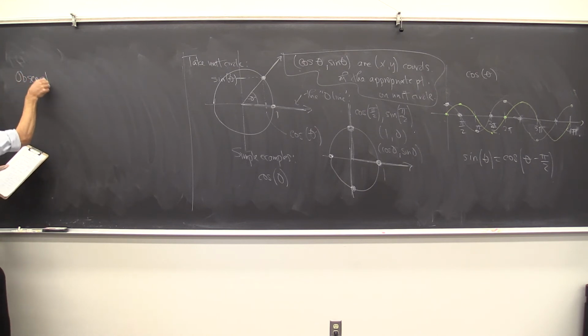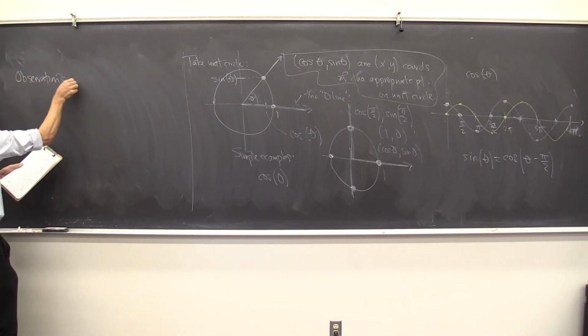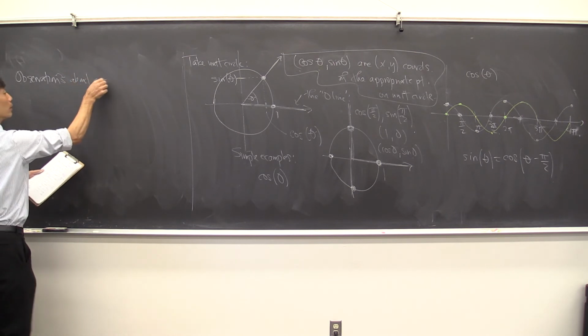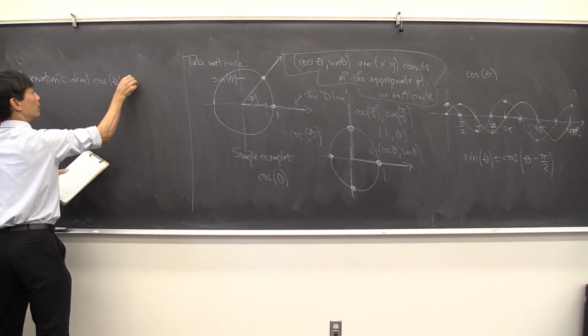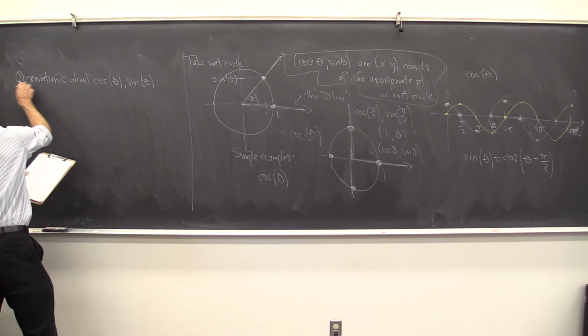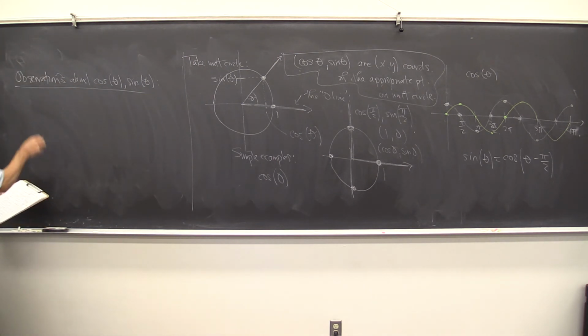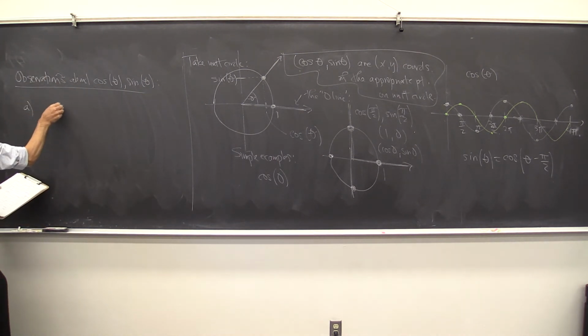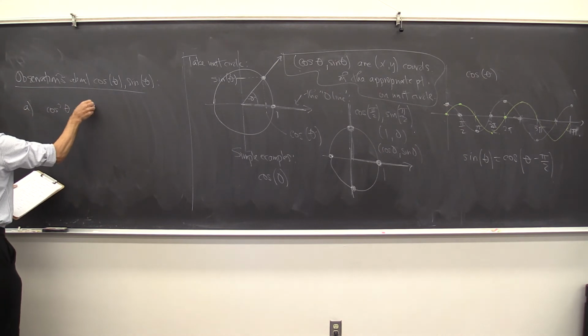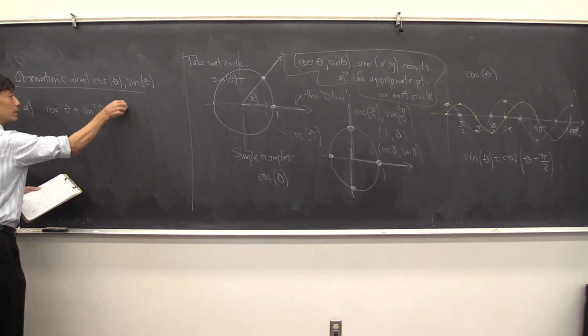Some observations about cosine and sine. First off, cosine squared plus sine squared is always going to be equal to 1.